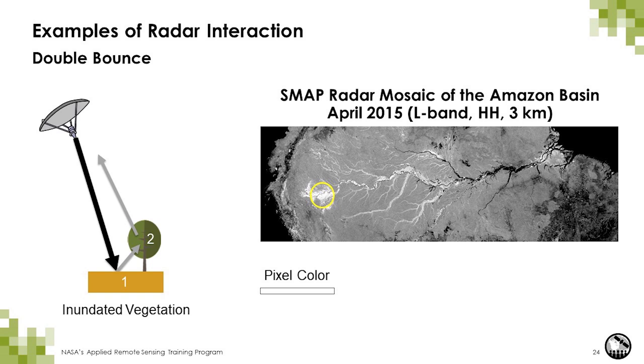And so obviously our ability to detect inundated vegetation is dependent on the wavelength. The longer the wavelength, the higher the probability of detecting these areas, especially in tropical rainforests that are very dense. The longer wavelengths will have greater penetration through the vegetation canopy as opposed to the shorter wavelengths. Now, we cannot measure the amount of standing water, just that there is water above the soil surface.